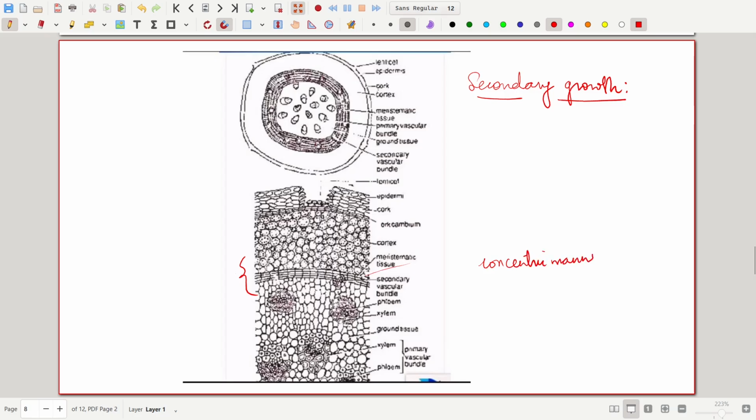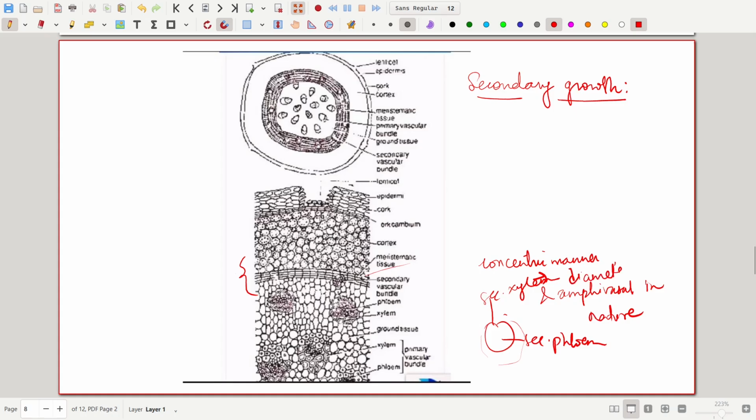They are arranged in a concentric manner, and they are amphivasal in nature, that is secondary phloem at the center, which is surrounded by the secondary xylem at the periphery, and the amount of parenchymatous ground tissue also increases, and therefore the diameter of the stem also increases. So this is the case of the secondary growth in Dracaena.